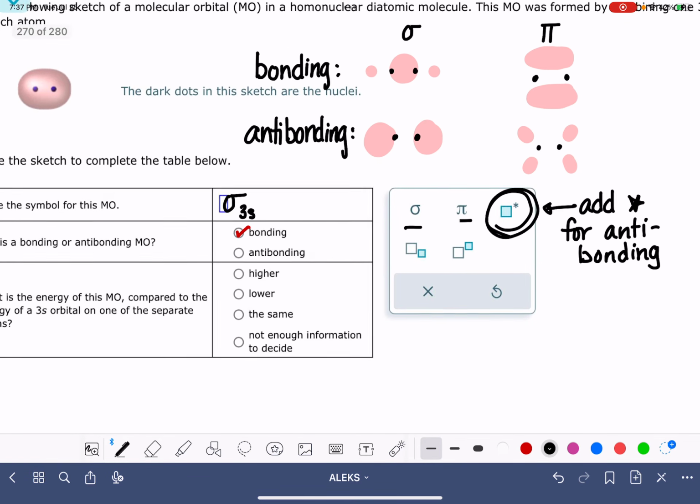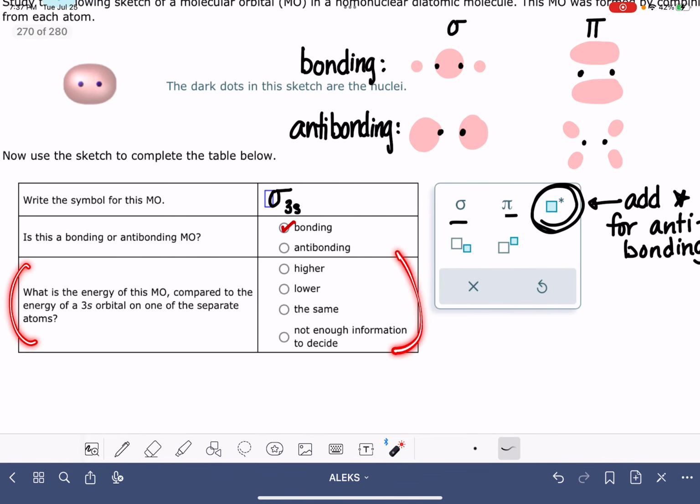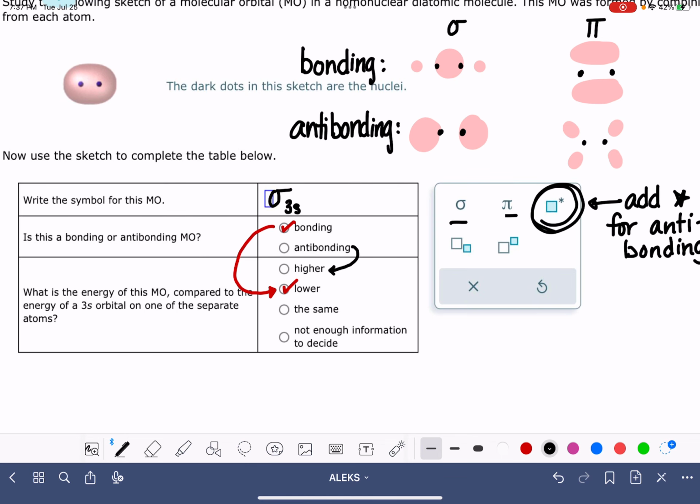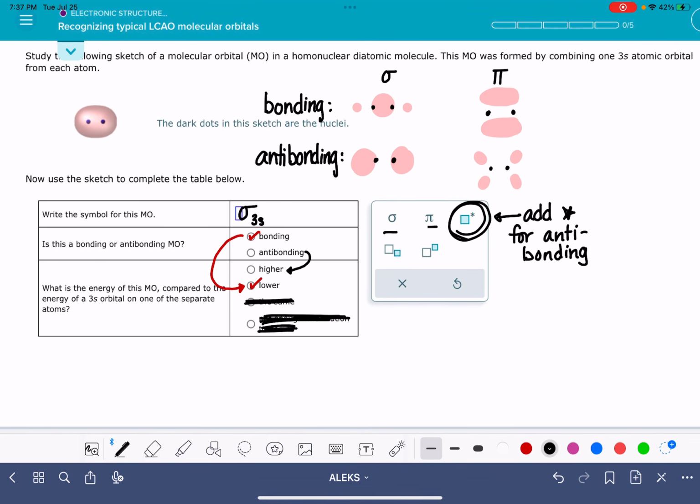And then last but not least, we're going to answer a question about the relative energy, comparing the energy of the molecular orbital to the energy of the original atomic orbitals, which for me is 3s. There's a pretty standard pattern here. If it's a bonding orbital, then the molecular orbital is lower in energy, and that's just a rule. If it's an anti-bonding orbital, then the molecular orbital is higher in energy. There's no situation in which the orbitals are the same or there's not enough information to decide, so those are never going to be answers. Hopefully this makes this problem a little bit easier for you.